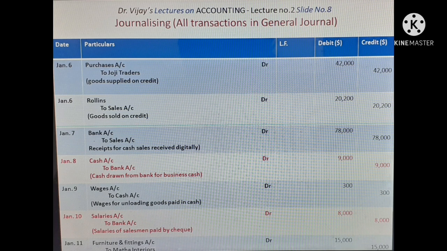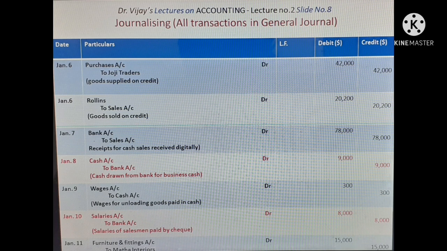See how the first transaction given in slide 6 is recorded in the general journal. We know, purchase of goods from Joji Traders for $42,000. That is a transaction. See how it is recorded. Always the account to be debited is shown first. In that transaction, purchases account is to be debited because purchase is expenditure. Joji Traders is to be credited because Joji Traders is the giver of the goods. It was a credit purchase.